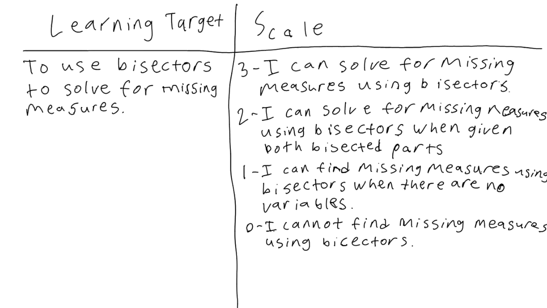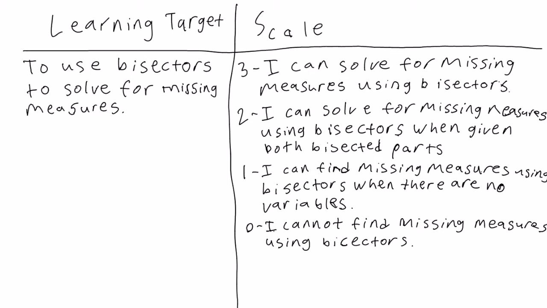Perfect. The learning target for today is to use bisectors to solve for missing measures. Now the scale is a 3. I can solve for missing measures using bisectors. 2. I can solve for missing measures using bisectors when given both bisected parts. That would be instead of given one of the bisected parts and the entire segment.